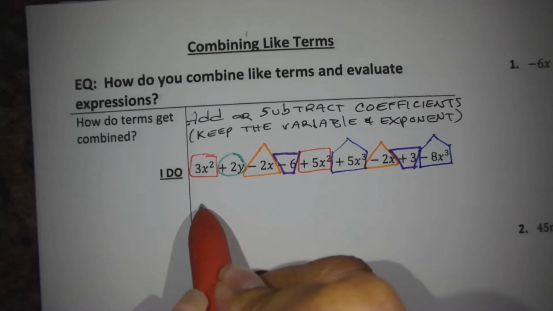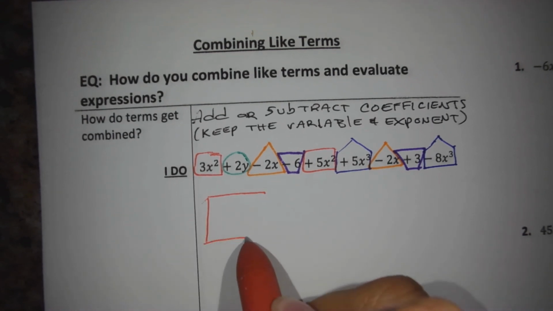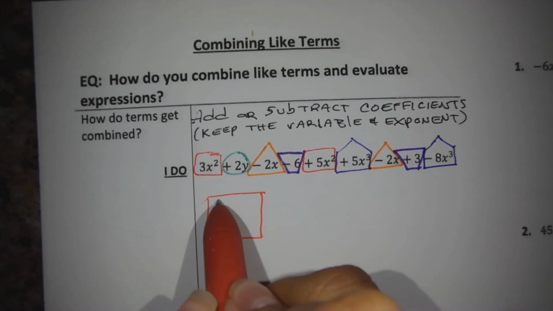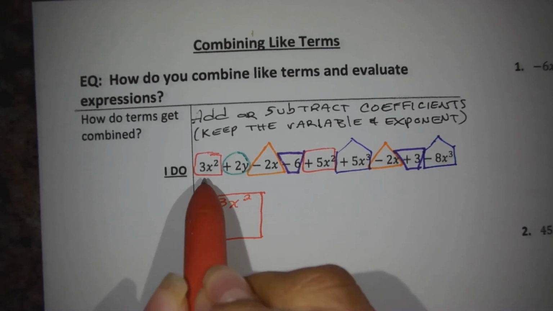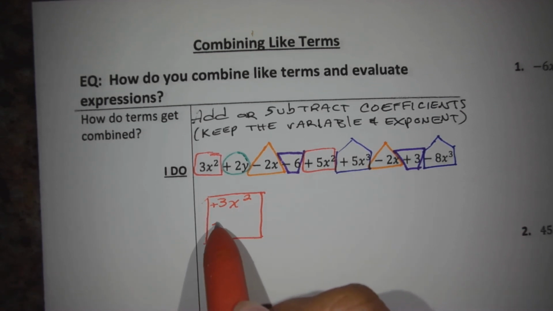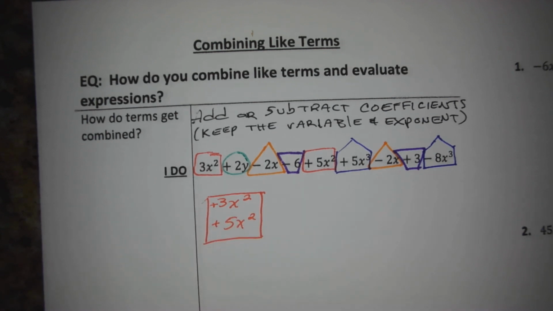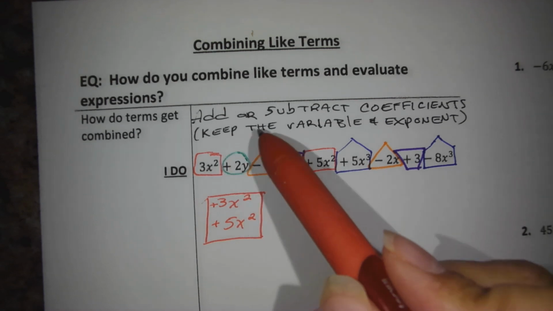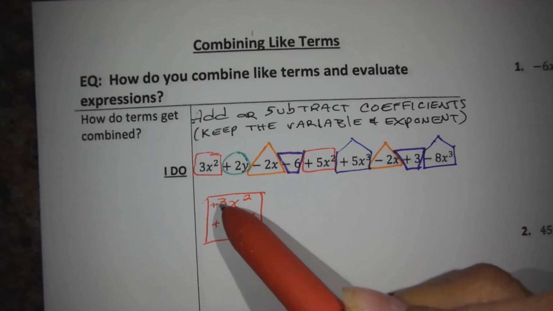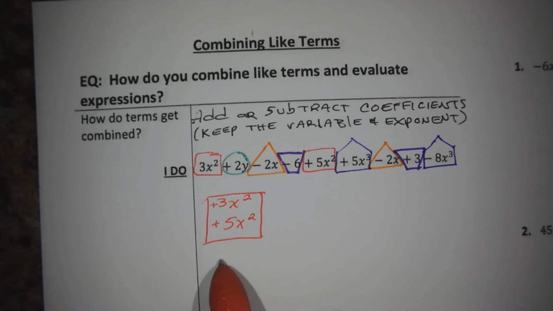We're going to start with the x squared. So I'm going to put my square, and inside, I'm going to put down the terms that go in there. So it's a 3x squared, and it's positive, then positive 5x squared. You're going to add or subtract the coefficients. The coefficients are the numbers in front of the variable. So that would be the 3 and the 5. They're both the same sign, so we're going to add them, and that makes 8. And then keep the variable and exponent, so x squared. Go to the next one.